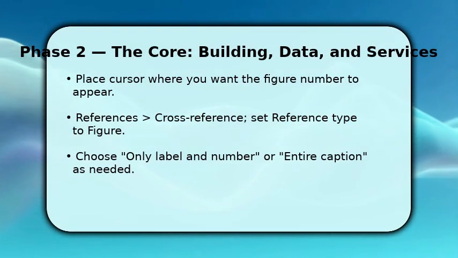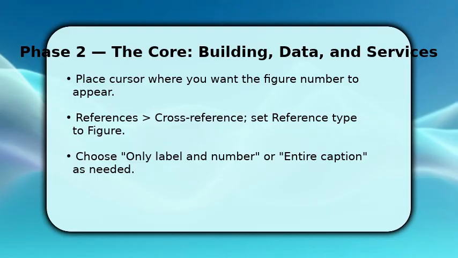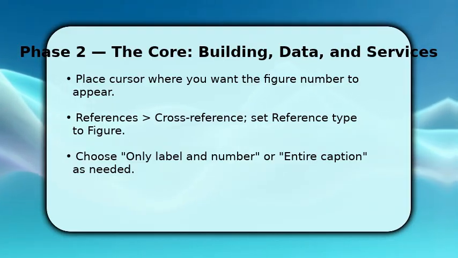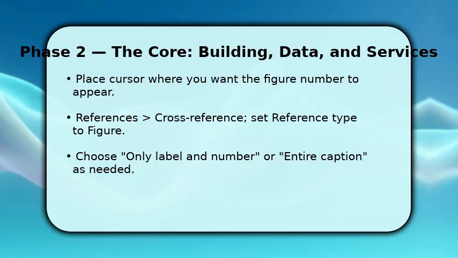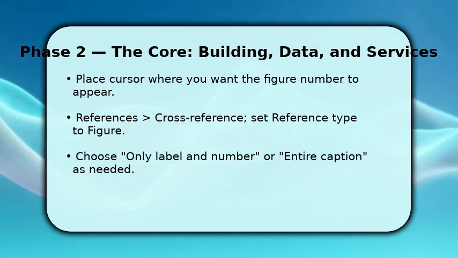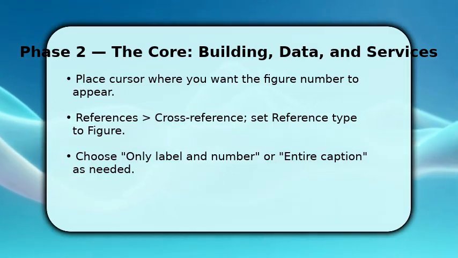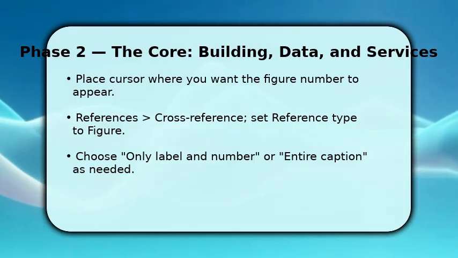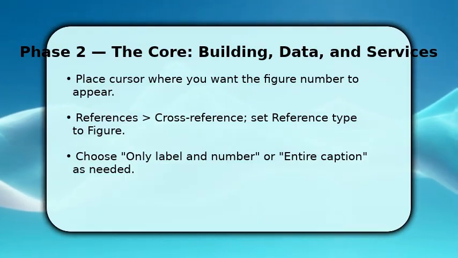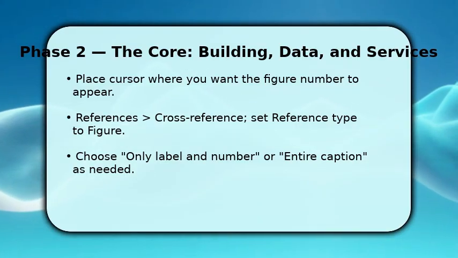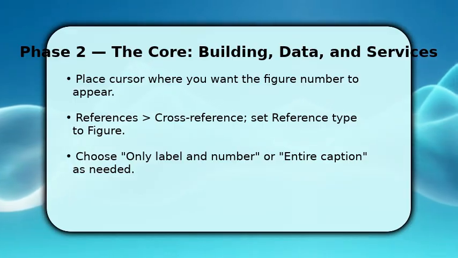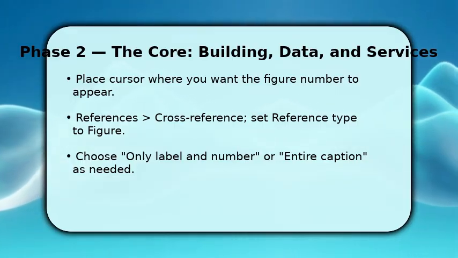Now you link to those captions so numbers update automatically. Place the cursor in your text where you want the figure number, then choose References, Cross-Reference. Set reference type to Figure, pick only label and number when you need just the number, or entire caption to include text. Click Insert and Close. Because this creates a field, Word will update it when figures move. That is why you use cross-references instead of typing numbers manually.